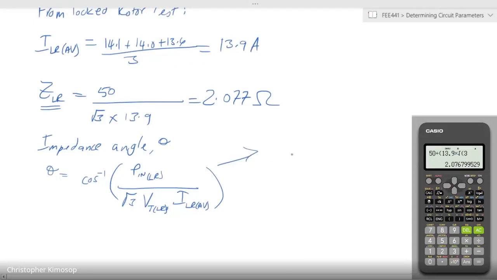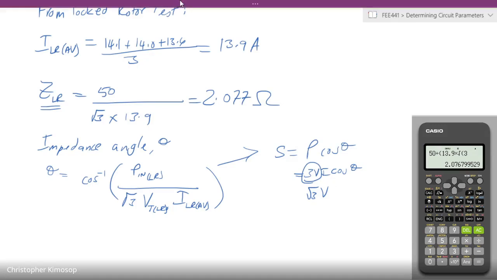This derives from, you have your power, let's say S, is equal to the power times cos theta. And this power is 3VI cos theta. And remember, if this is a line voltage, it will become √3 times voltage, because this requires a phase voltage, okay? So that's the derivation of that one.